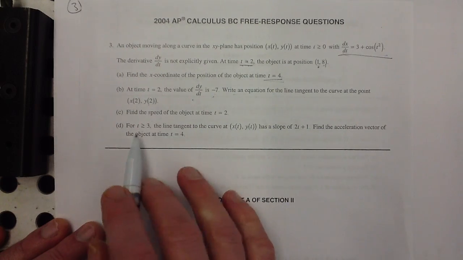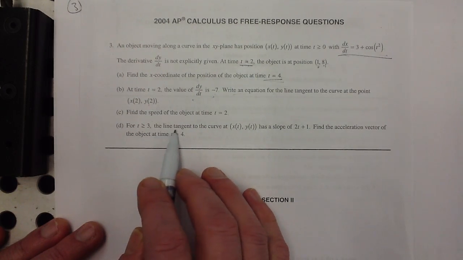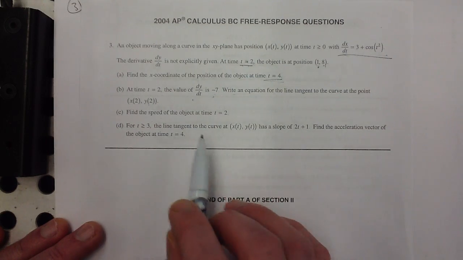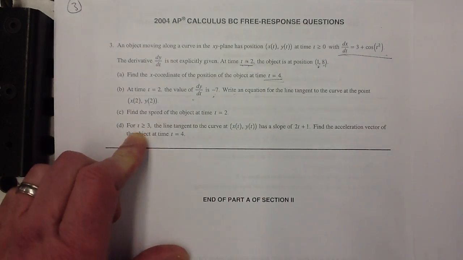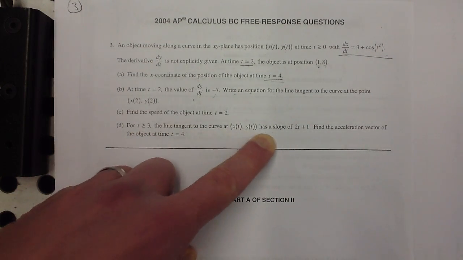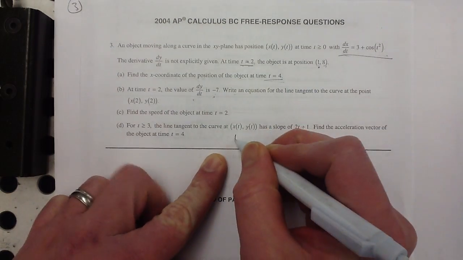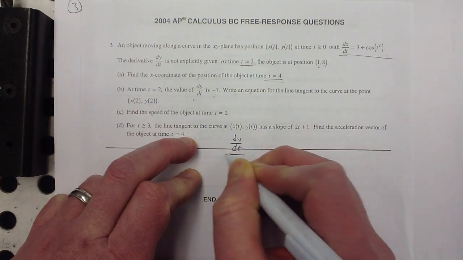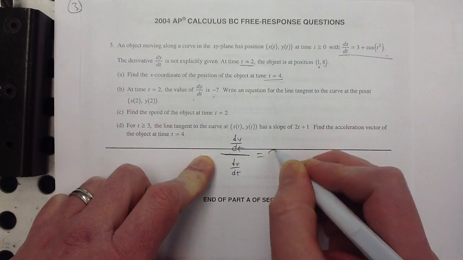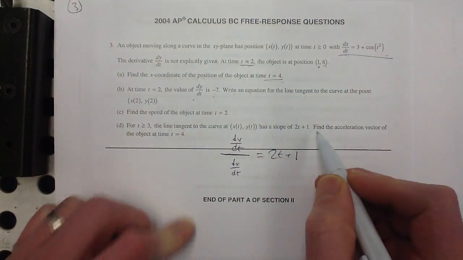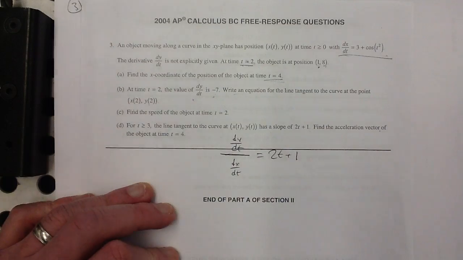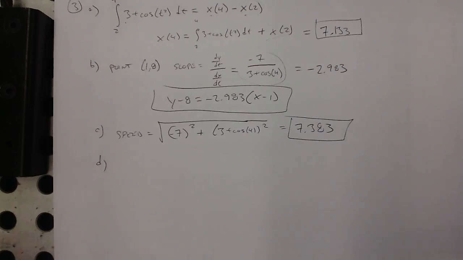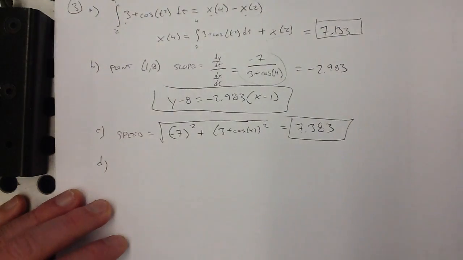All right. For times greater than or equal to 3, the tangent line to the curve has a slope of 2t plus 1. Let's read that again. For times greater than or equal to 3, the tangent line has a slope, in other words, dy/dt over dx/dt, right? That's what that means. That's the slope, is equal to 2t plus 1. And they want us to find the acceleration vector of the object at time 4. Okay, so let's see if we can do that. It's a little tricky, but I think we can manage that.